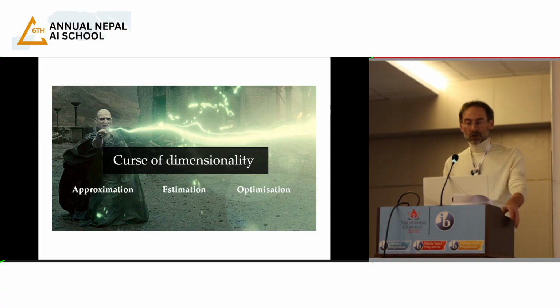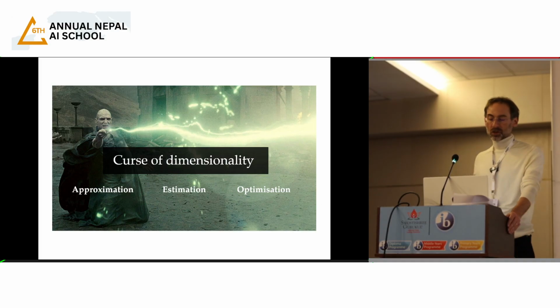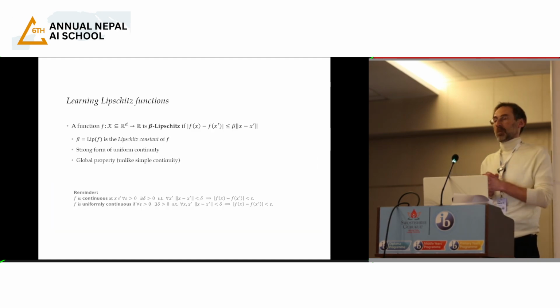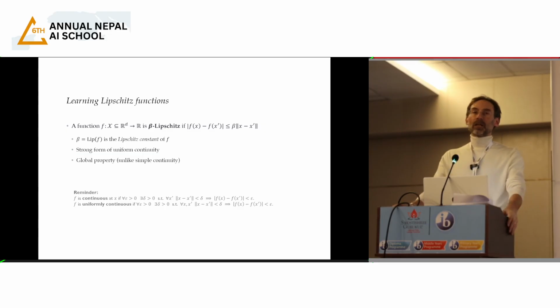In our case, we are talking about machine learning that has three sources of error: we have approximation, we have estimation, and we have optimization. We'll need to look at how the curse of dimensionality manifests itself in all of the three. We'll start with the curse in estimation. So how do we learn multidimensional functions? Here we're talking about hypothesis classes.